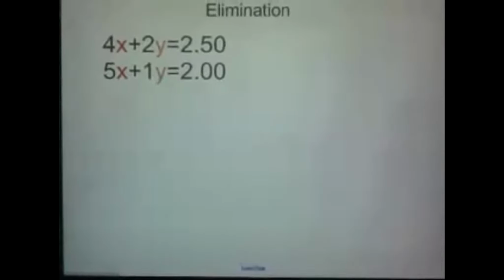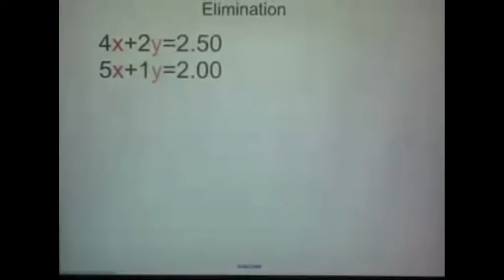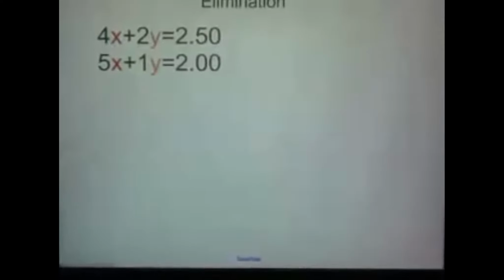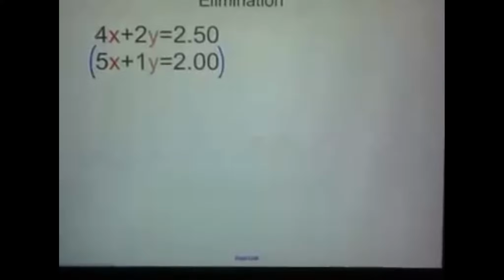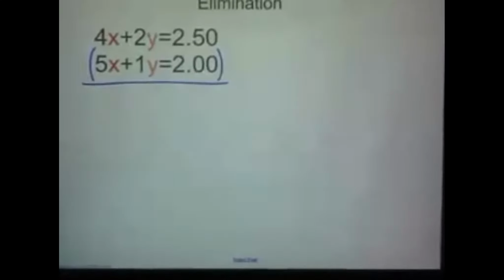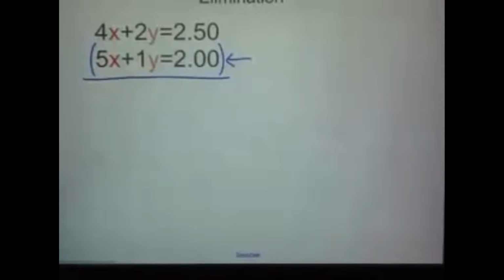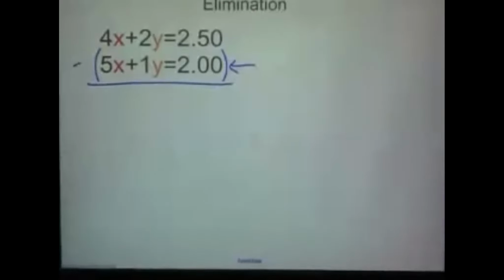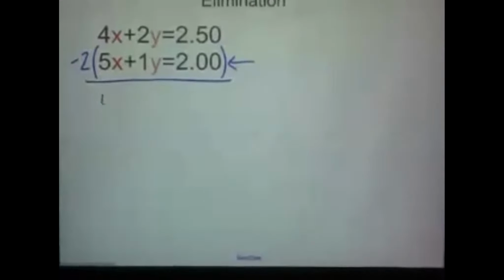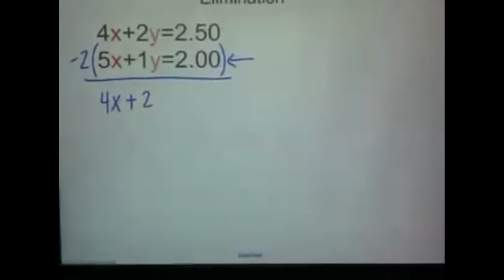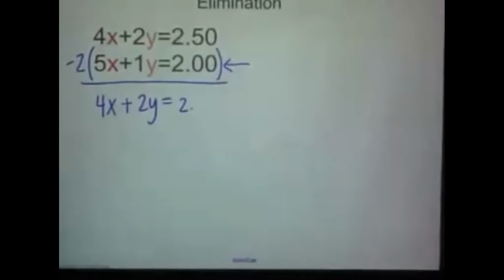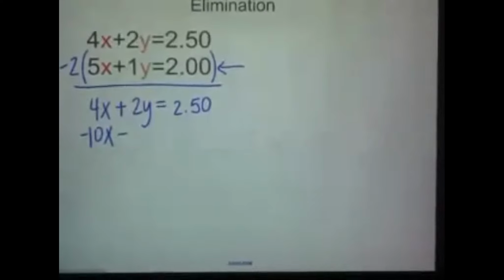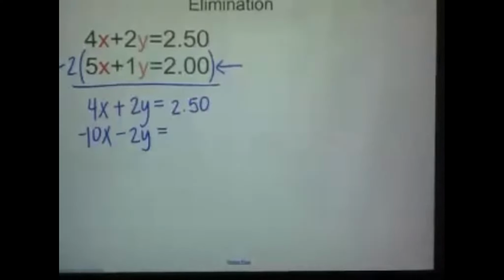In elimination, we need to be able to eliminate one of the variables to solve for the other, since we have 2 unknown variables here. So we'll start by multiplying each equation by something so that we can eliminate. We'll work on this one right here because it's easier to multiply this equation by -2 to eliminate the y variable. So we'll multiply the entire equation by -2. When we do that, we get 4x plus 2y equals 2.5, and we get -10x minus 2y equals -4.